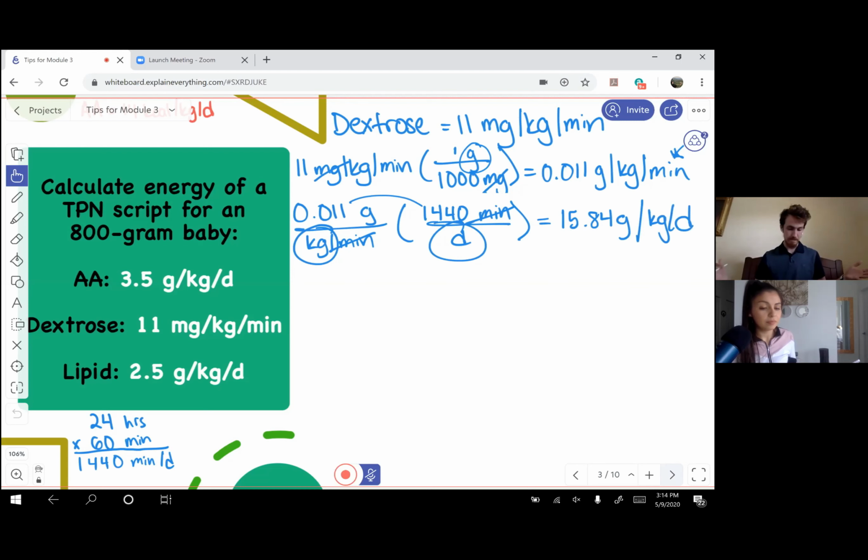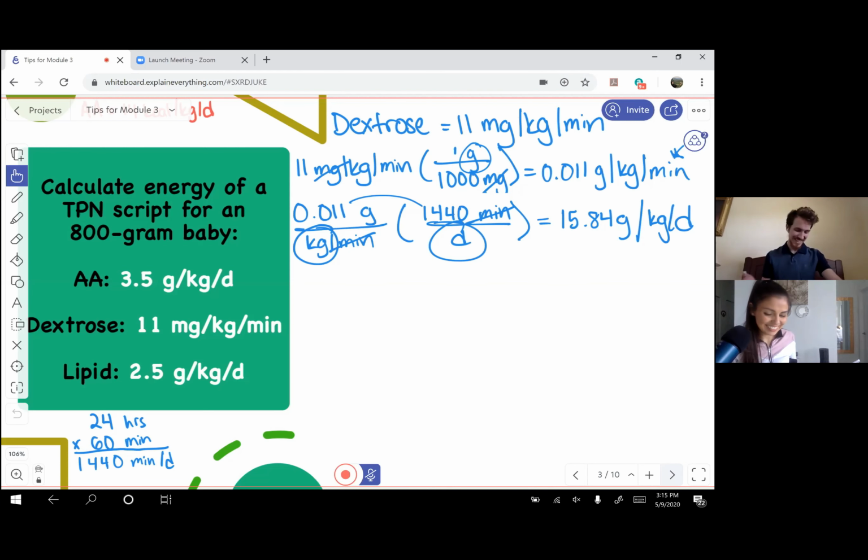Are we done? No, because we need calories, not grams. We have it in grams per kilogram per day, so we're almost there. We only need to convert the grams to calories. So the question of the day here: how many calories will 1 gram of dextrose provide us? Oh, man. Okay. It's 3.4. 3.4. Are you sure it's not 4? I always get those two confused, but no, you're not going to trick me, Nicholas.